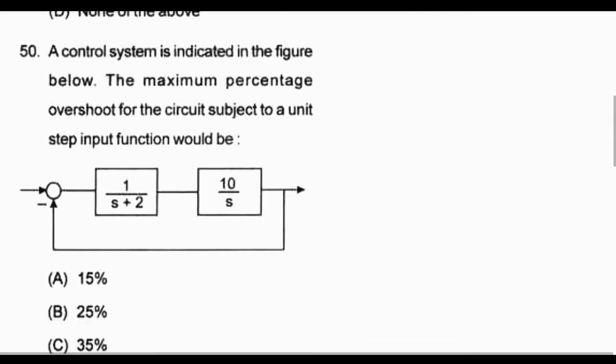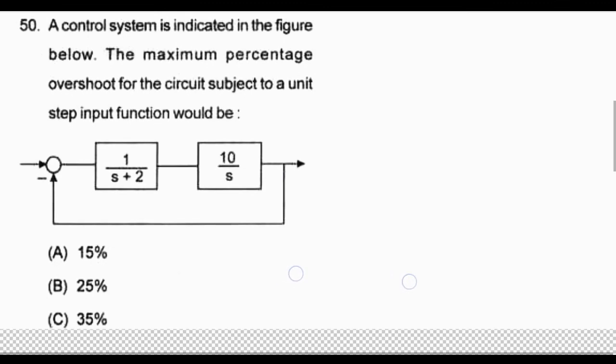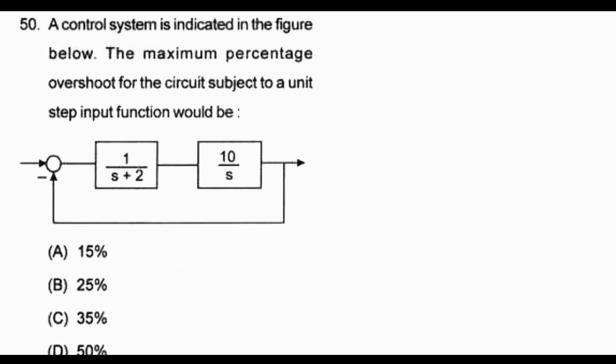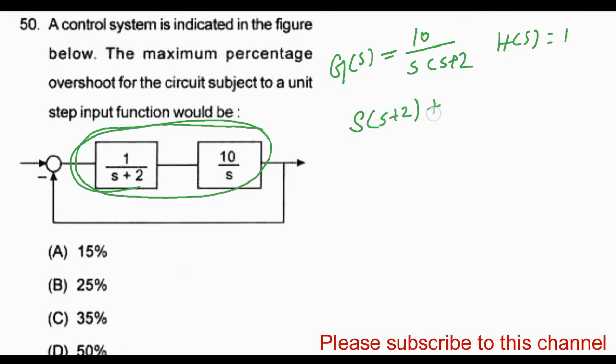Next, question number 50. A control system is indicated in the figure below. Find the maximum percentage overshoot for the circuit. Here I can write G(s) to be 10 by s into (s plus 2) and H(s) to be 1. The characteristic equation 1 plus G(s)H(s) is equal to 0, and this will be s into (s plus 2) plus 10 is equal to 0. That means s square plus 2s plus 10 is equal to 0.